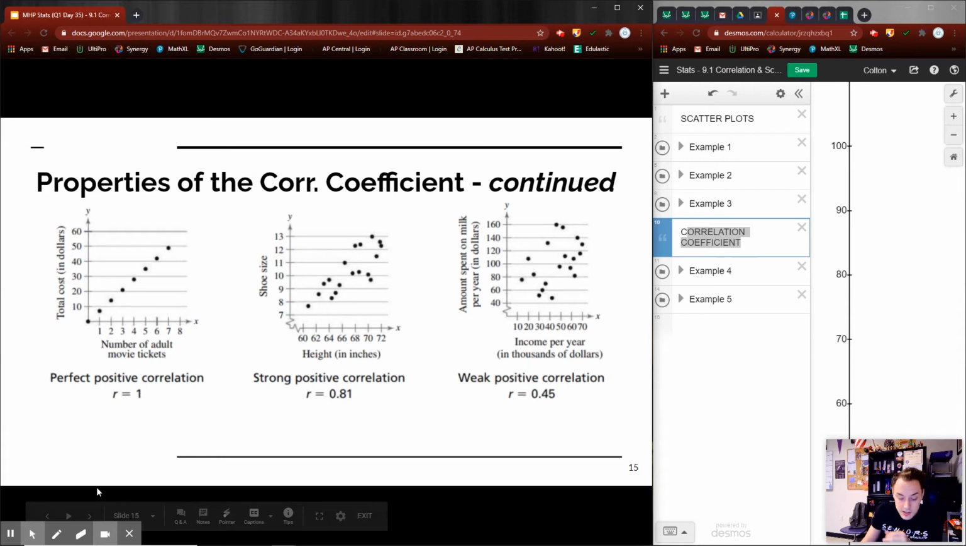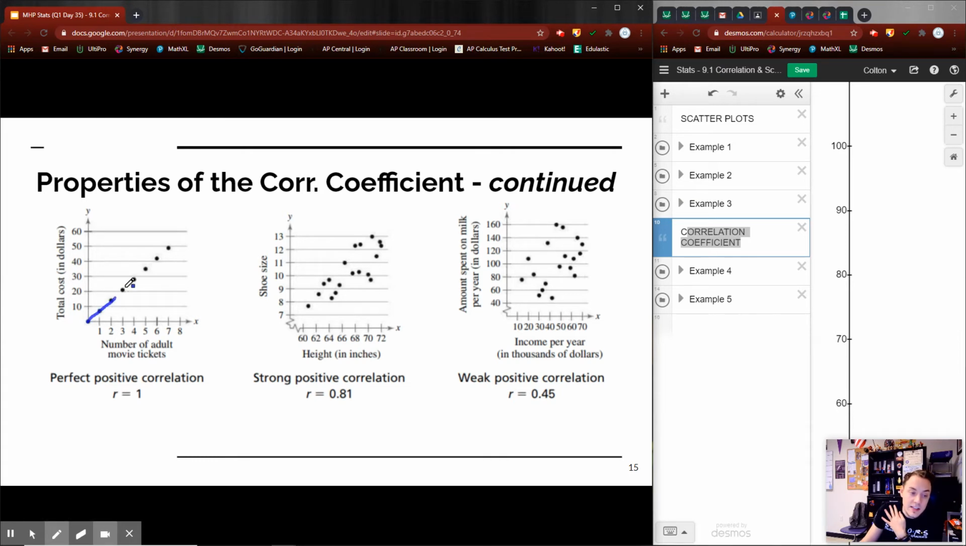So, just to recap, what is the correlation coefficient? What does it look like? Well, if I have something like this, this is a perfect straight line. Because that's a perfect line, my R will be equal to 1. This is a perfect positive linear correlation.